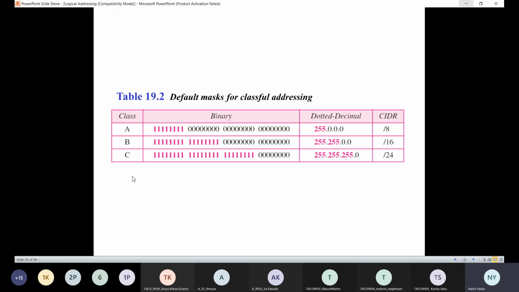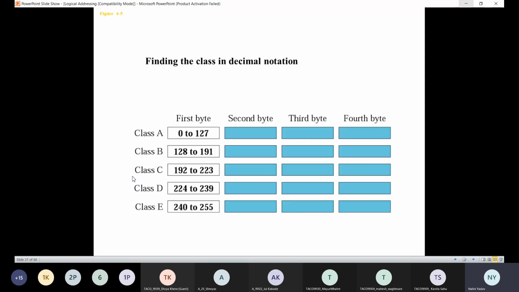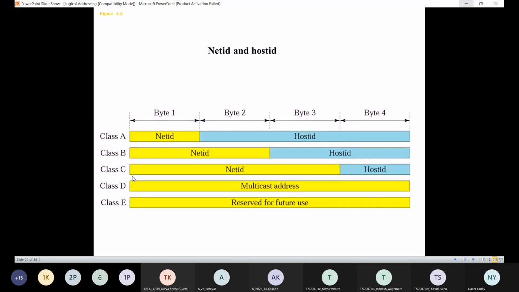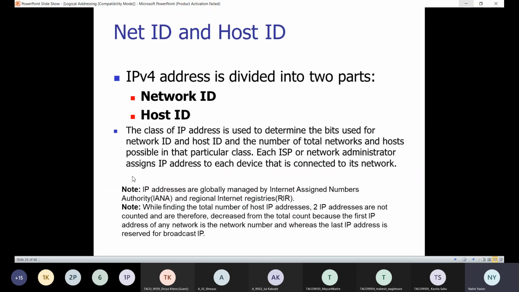What do you mean by mask? With the mask we are able to find the network address. That's the reason we have a mask for each class. Now what is the concept behind this mask? I will let you know. This is the concept behind my mask. Correct. For class A, my network ID occupies the first byte and my host ID occupies the remaining 3 bytes. Right. So let us go into detail on what this network ID and host ID are.